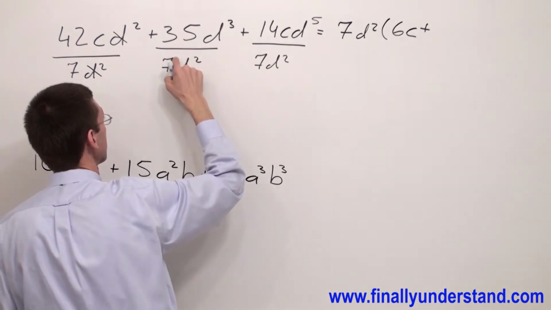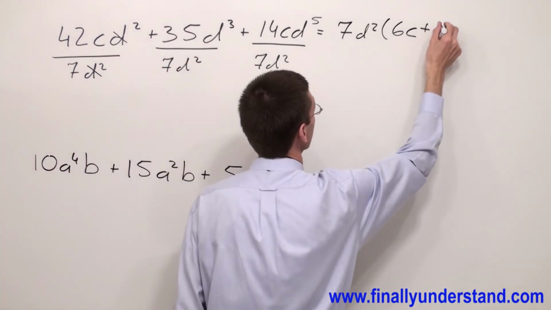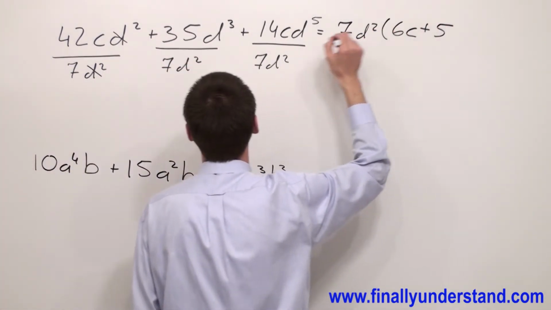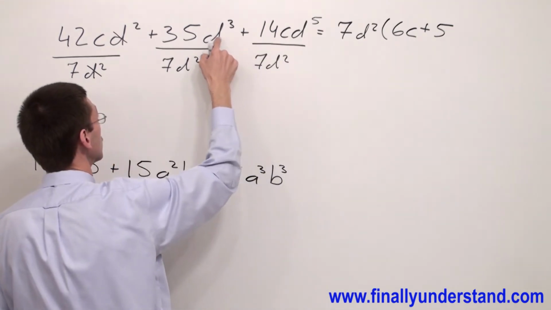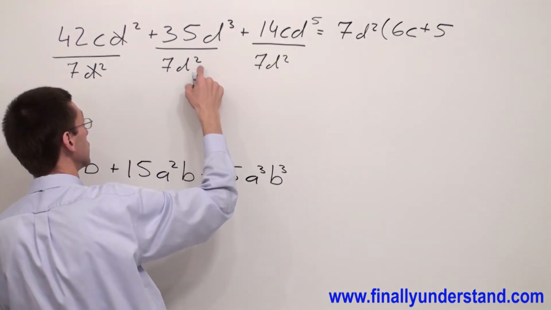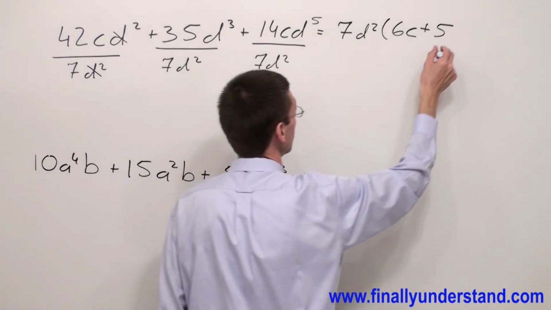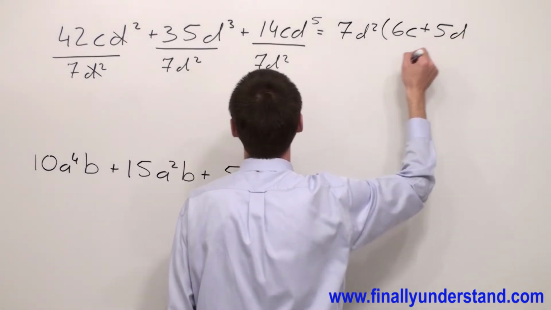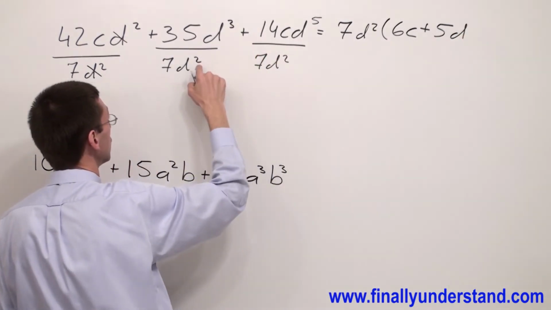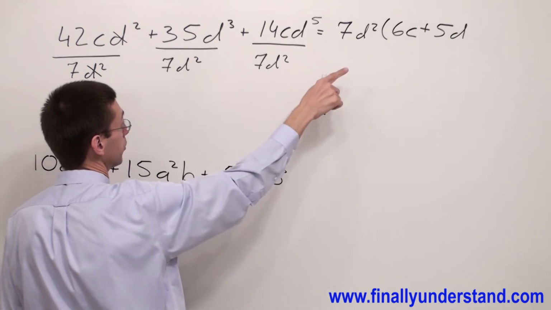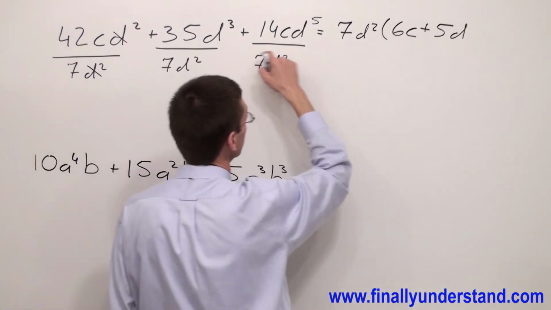35 divided by 7 is 5. d to the third divided by d to the second. You have to keep the base and subtract the exponents. 3 minus 2 is 1, that's why I keep d. Copy the sign.